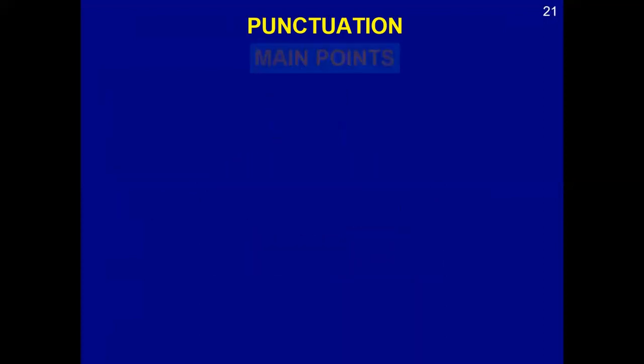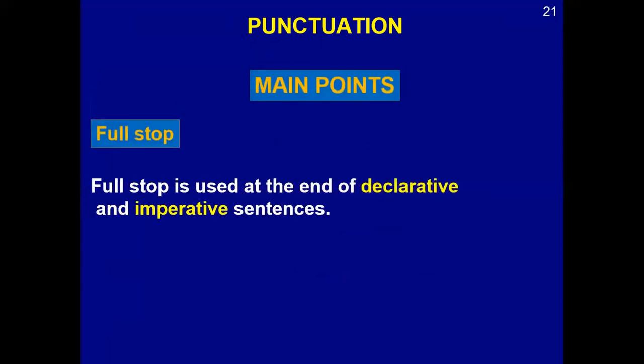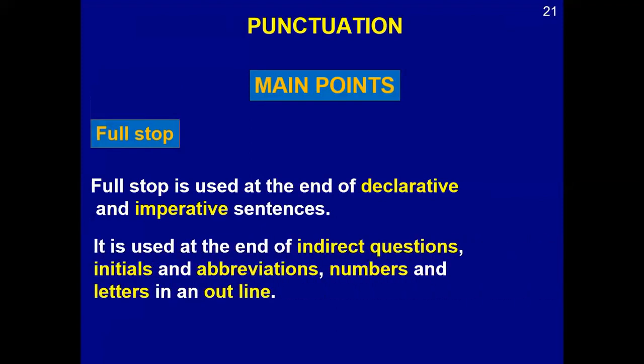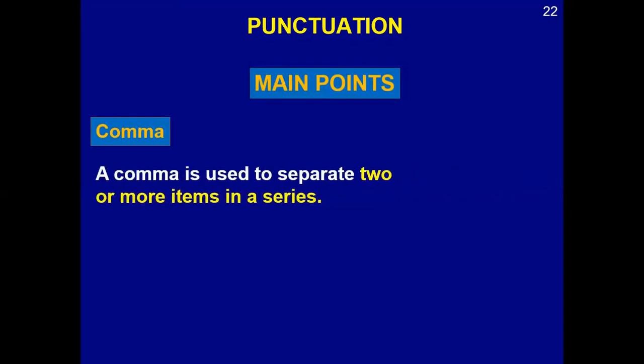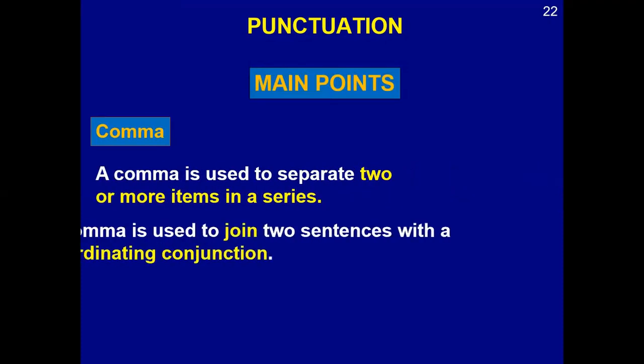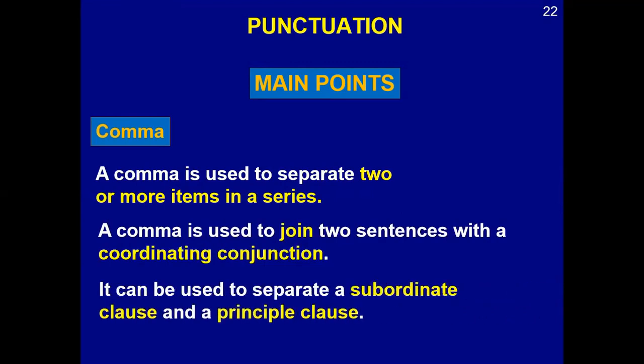Now let's recapitulate the main points. Full stop. A full stop is used at the end of declarative and imperative sentences. It is used at the end of indirect questions, initials and abbreviations, numbers and letters in an outline. Comma. A comma is used to separate two or more items in a series. It is also used to join two sentences with a coordinating conjunction. It can be used to separate a subordinate clause and a principal clause.